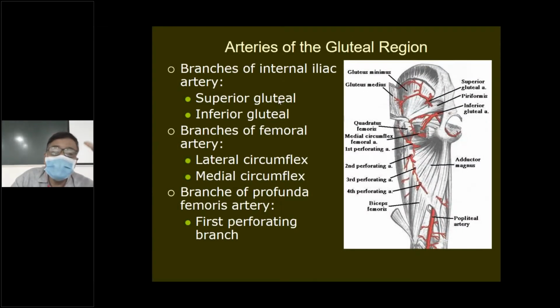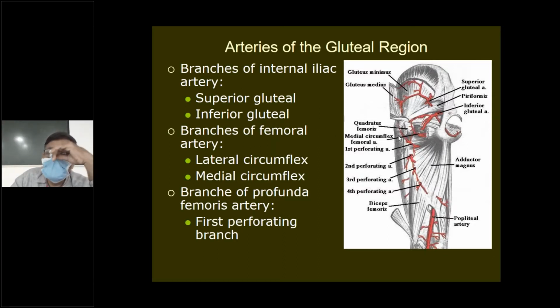Now that is about the nerves. Now arteries, finally. Arteries are already known as the superior gluteal and inferior gluteal, coming above and below the piriformis. Here they supply all the muscles around, nothing special.